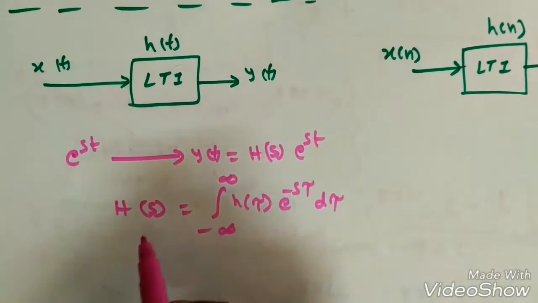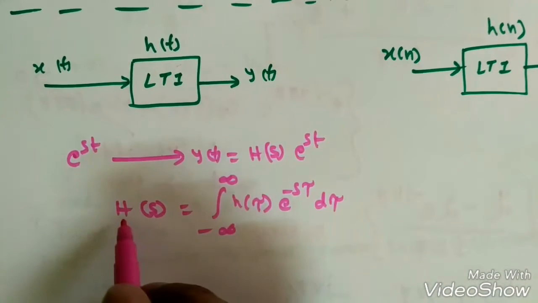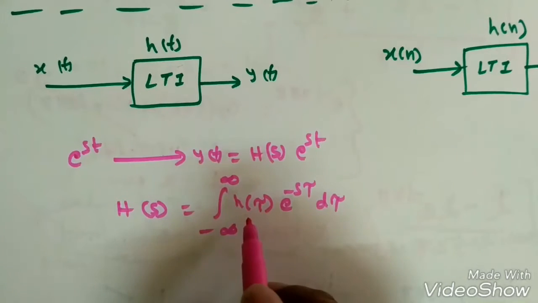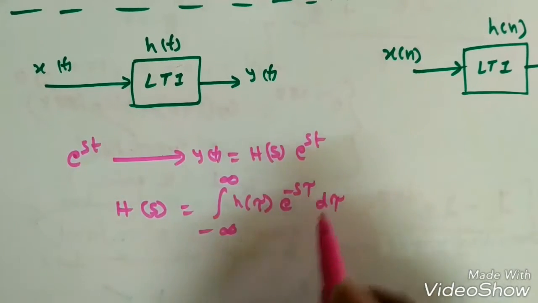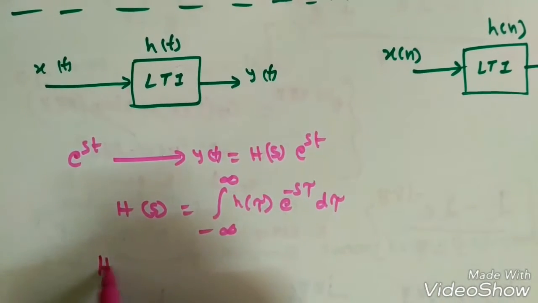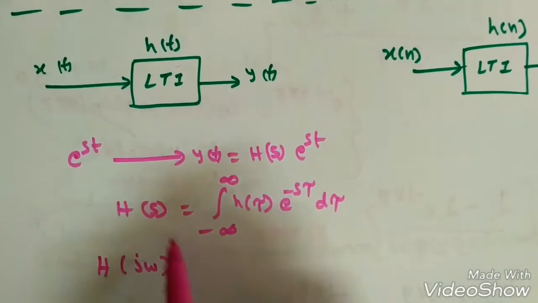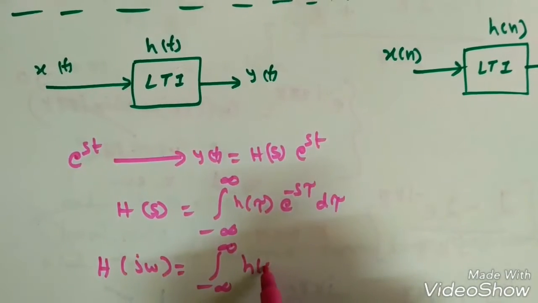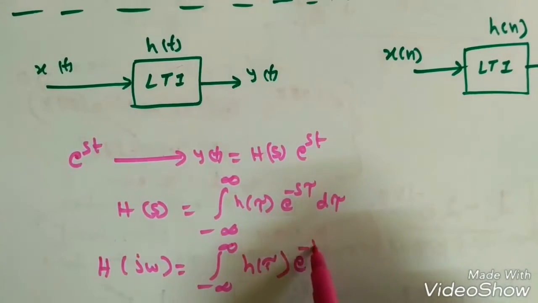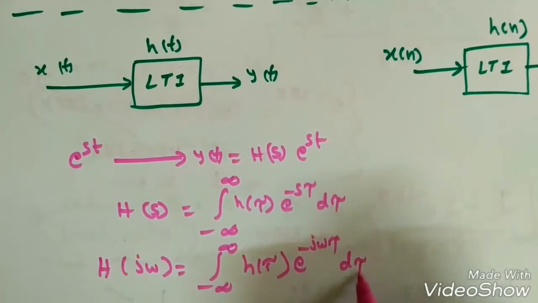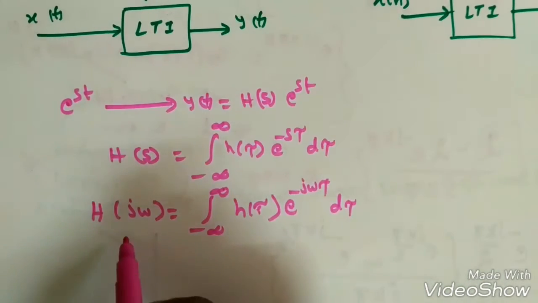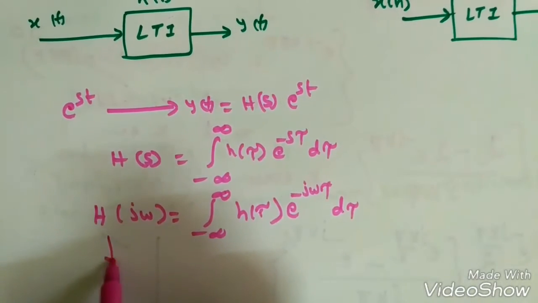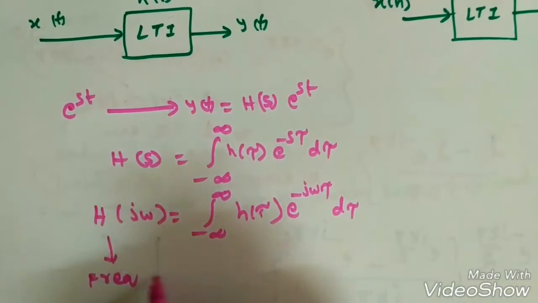And remember, h of s is the Laplace transform, the integral from minus infinity to infinity of h of tau e power minus s tau d tau. What is h of j omega? I substitute s equal to j omega, so it is the integral from minus infinity to infinity of h of tau into e power minus j omega tau d tau. Now what is this h of omega called? See, h of t is called the system response. So this is called the frequency response of the system, right?